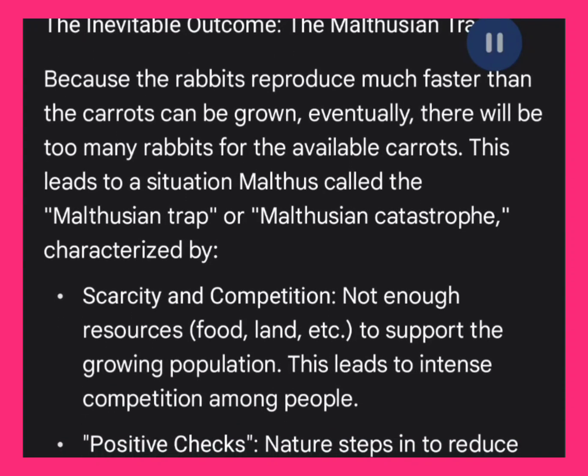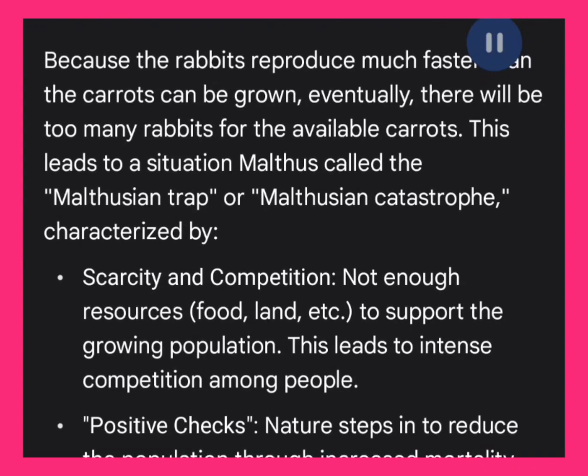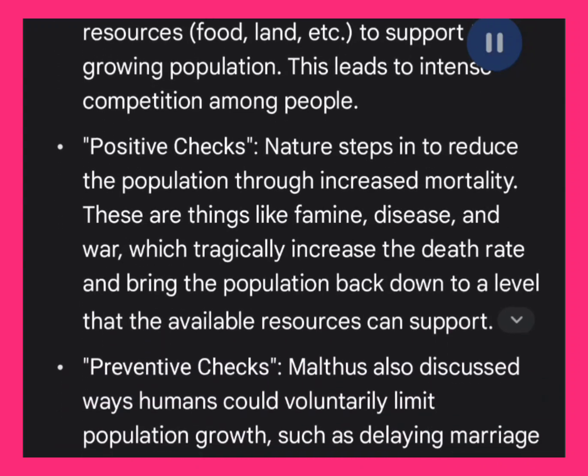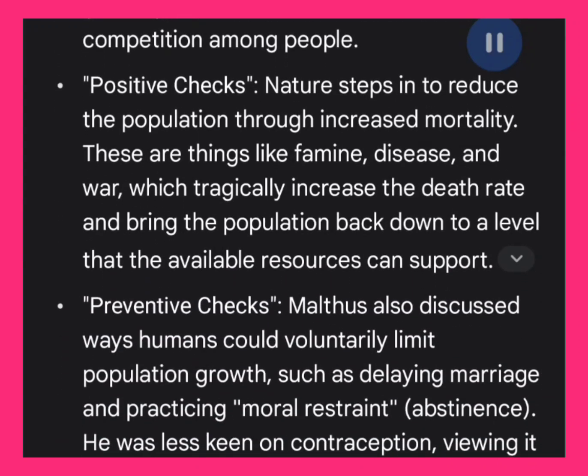the available carrots. This leads to a situation Malthus called the Malthusian trap, or Malthusian catastrophe, characterized by scarcity and competition: not enough resources, food, land, etc., to support the growing population. This leads to intense competition among people. Positive checks: nature steps in to reduce the population through increased mortality. These are things like famine, disease, and war, which tragically increase the death rate and bring the population back down to a level that the available resources can support.